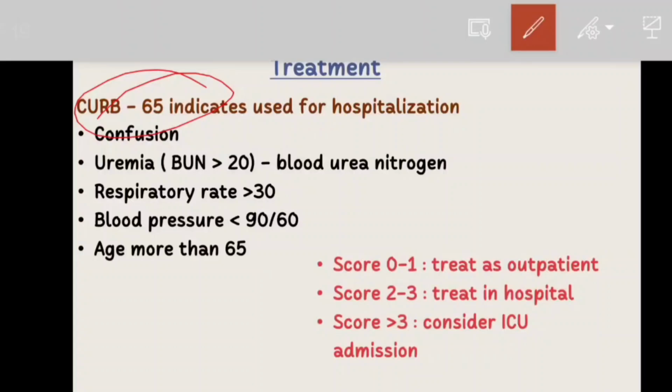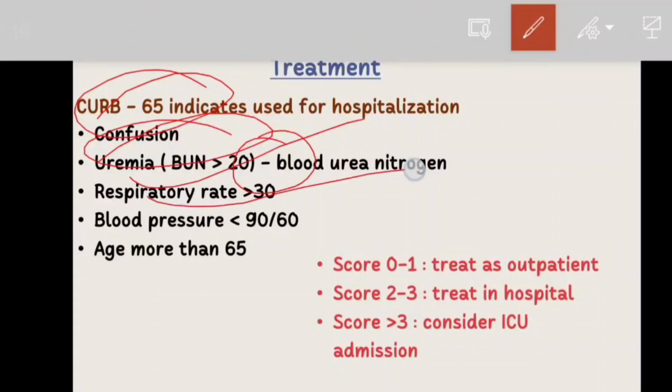Here C means confusion. Ask the patient simple questions like, what is your name? Where are you? If the patient is confused, then score 1 point. Second is uremia, so look at the blood test. If blood urea nitrogen is more than 20 mg per deciliter, then give 1 point.